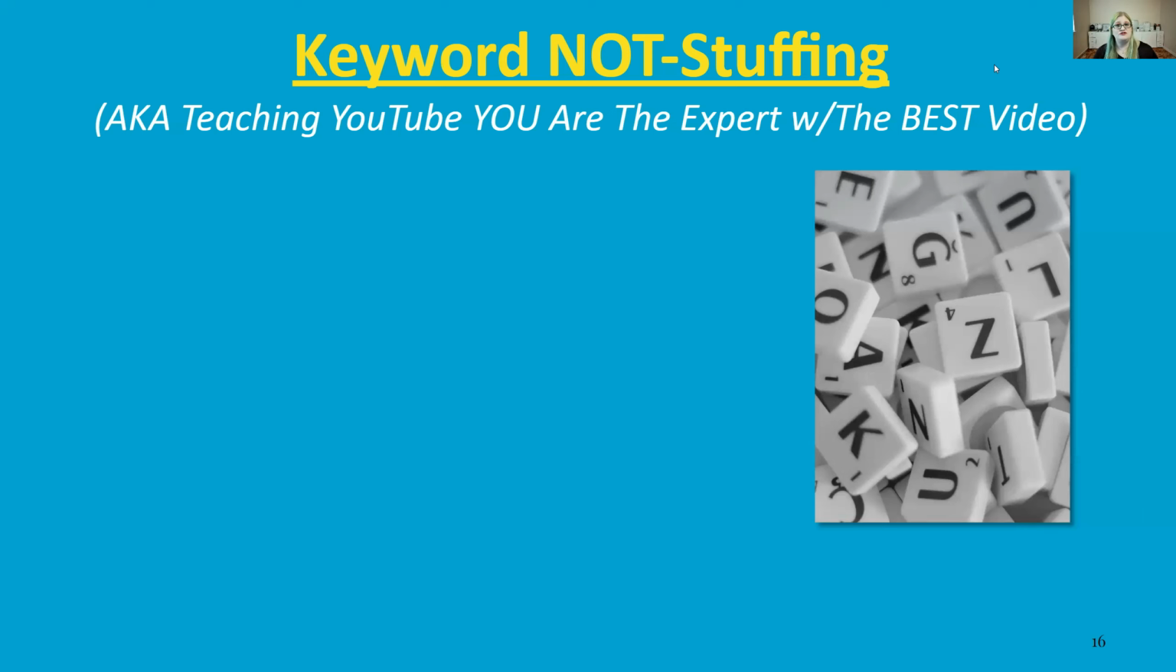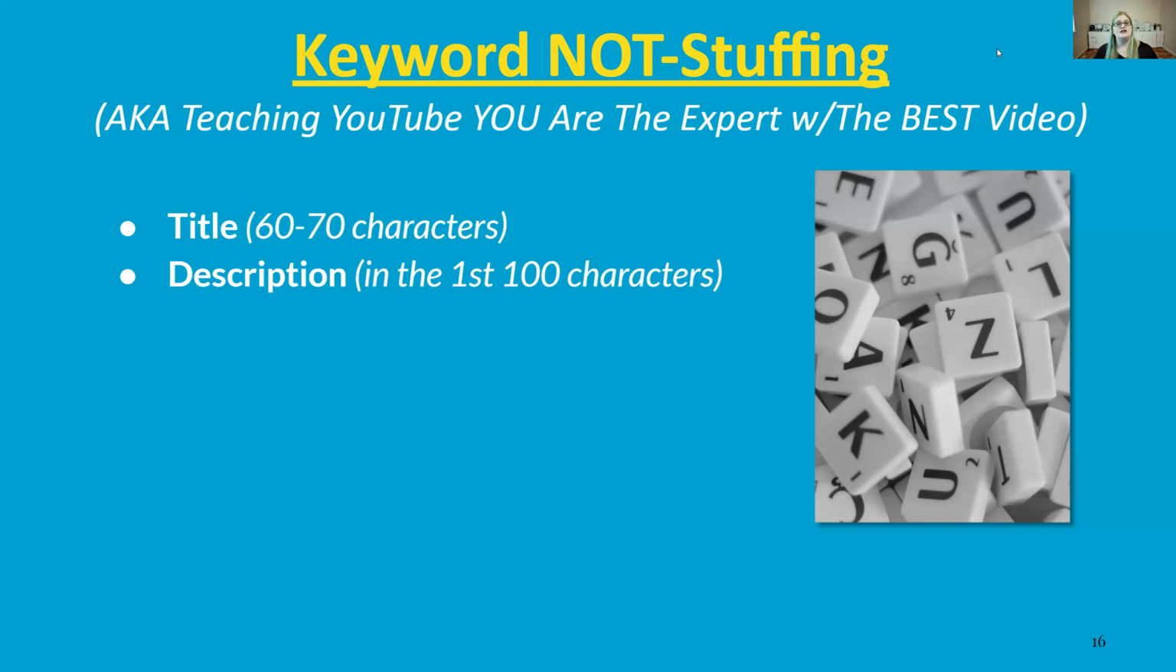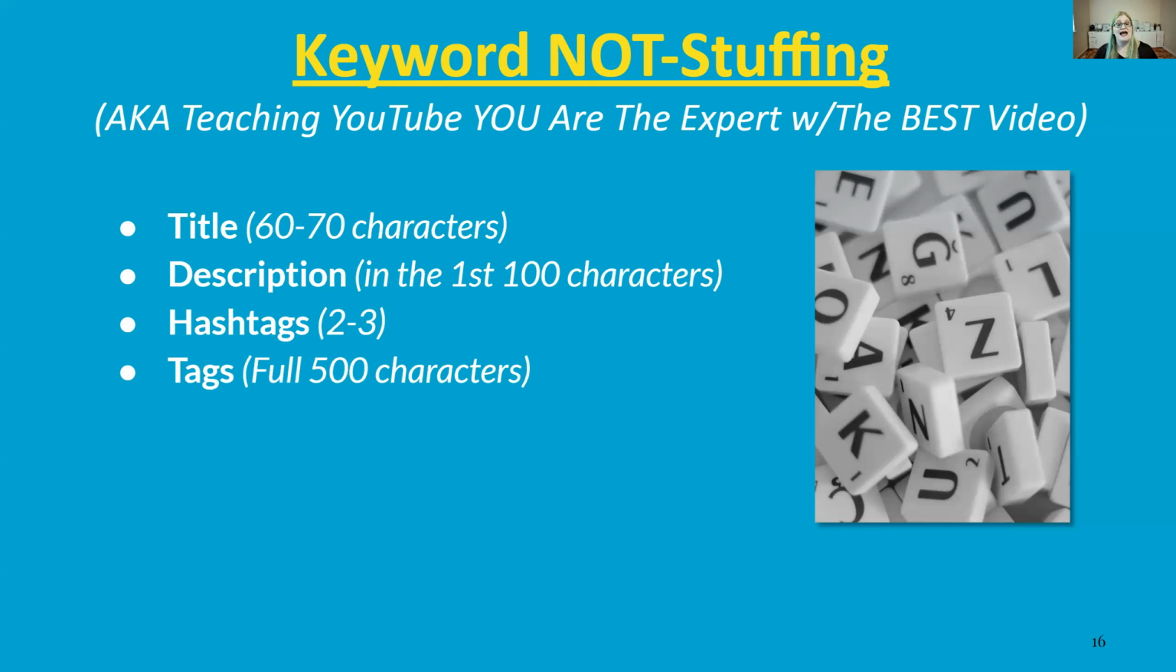So where do you need to put your keywords to accomplish this goal? First, it needs to be in your title, and your title should be 60 to 70 characters in length. Second, in your description, and it must be in the first 100 characters. Third, in your hashtags. You should have 2 to 3 hashtags on every video. Fourth, in your tags, and you should be using all 500 characters here. Next, in your video script, this means you need to know your keyword before you record and make sure you say it in the recording.